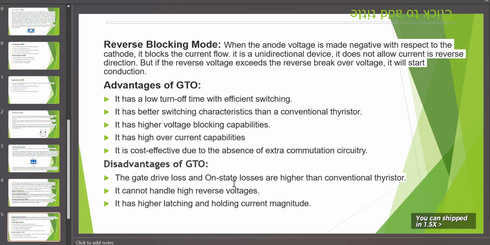Disadvantages: the gate drive loss and on-state loss are higher than conventional thyristor. It cannot handle higher reverse voltage, মানে যখন রিভার্স ব্লকিং মোডের কন্ডিশনে অ্যানোডে ভোল্টেজ নেগেটিভ থাকে, ক্যাথোডে পজিটিভ থাকে, তখন বেশি পরিমাণে রিভার্স ভোল্টেজ ধরে রাখতে পারে না। It has higher latching and holding current magnitude. Okay, next.